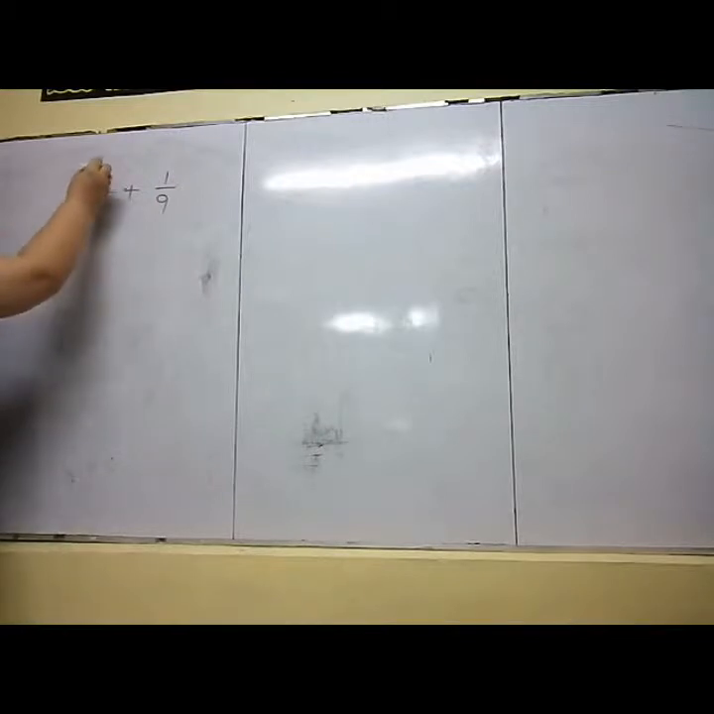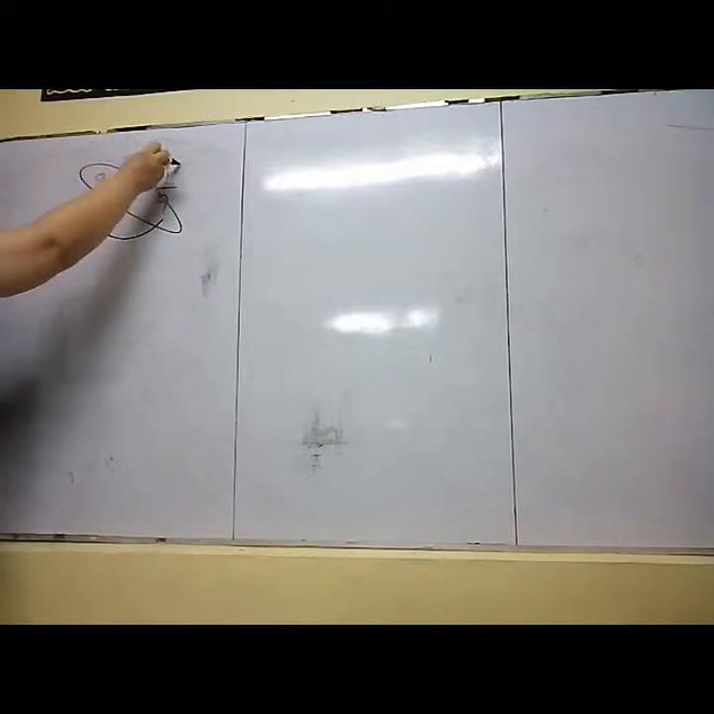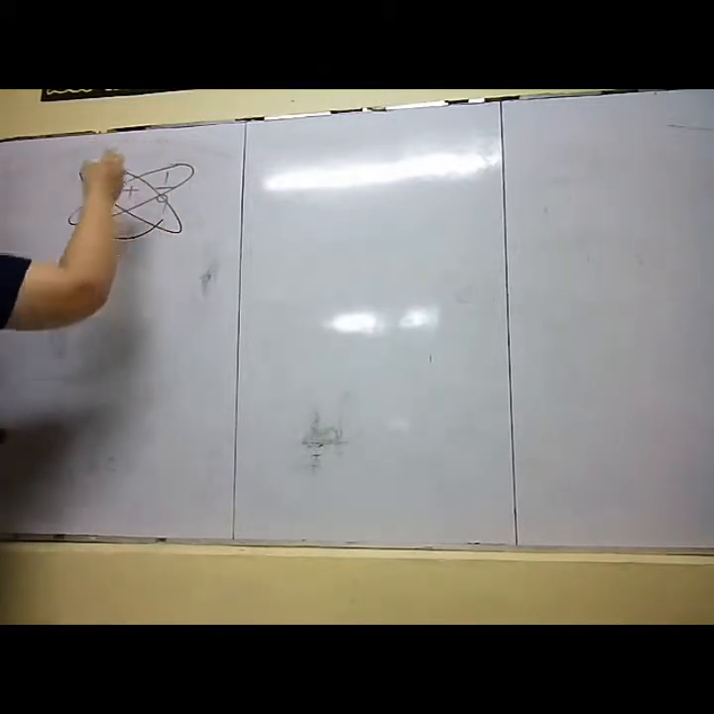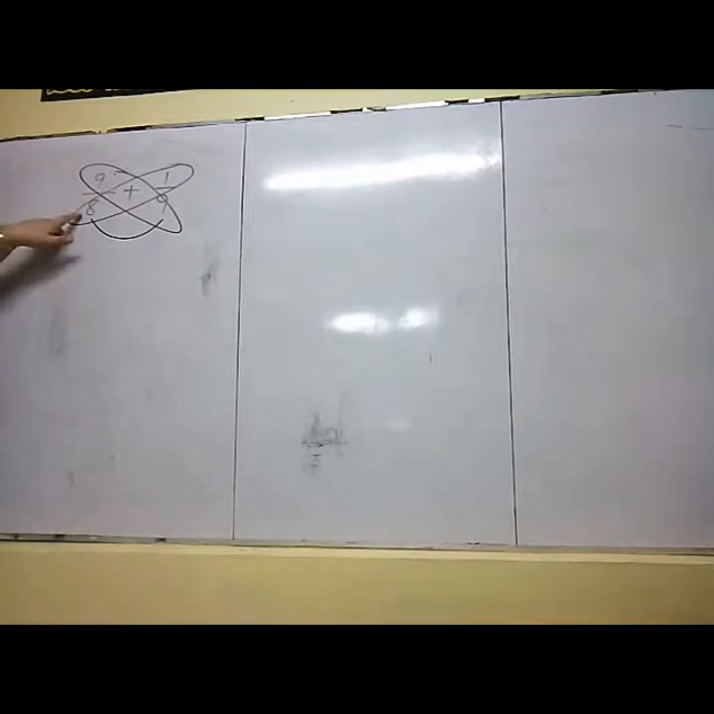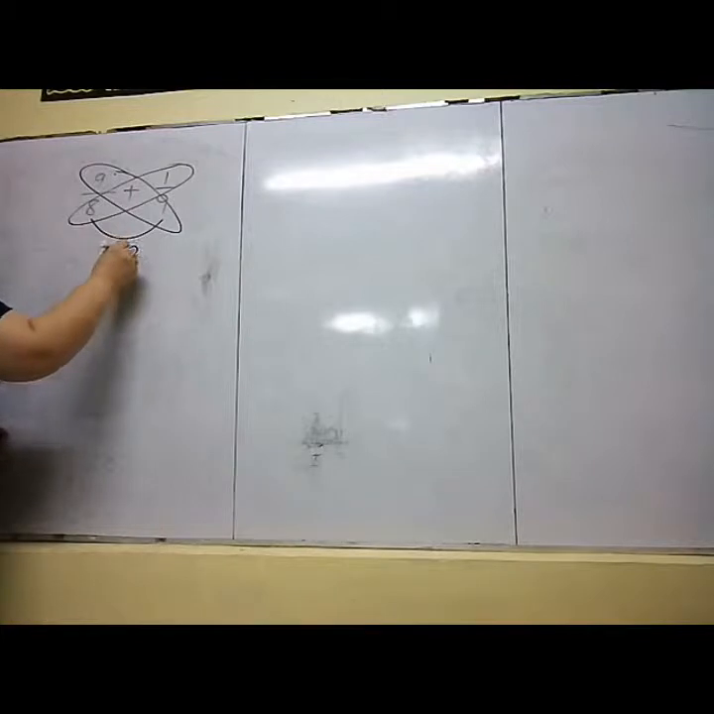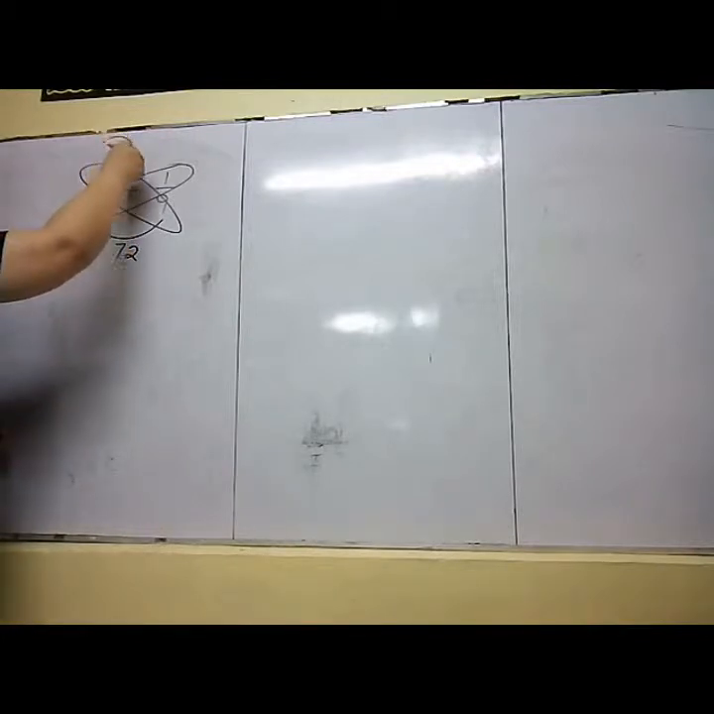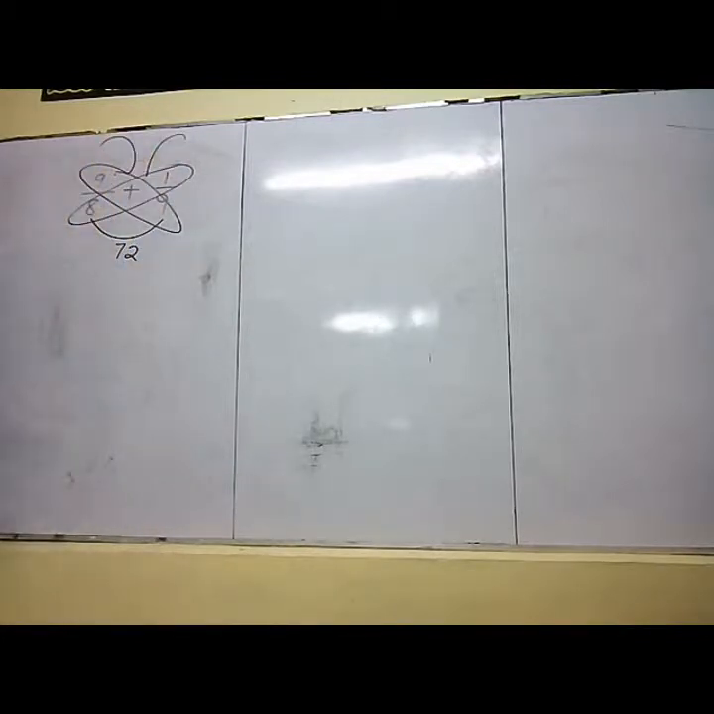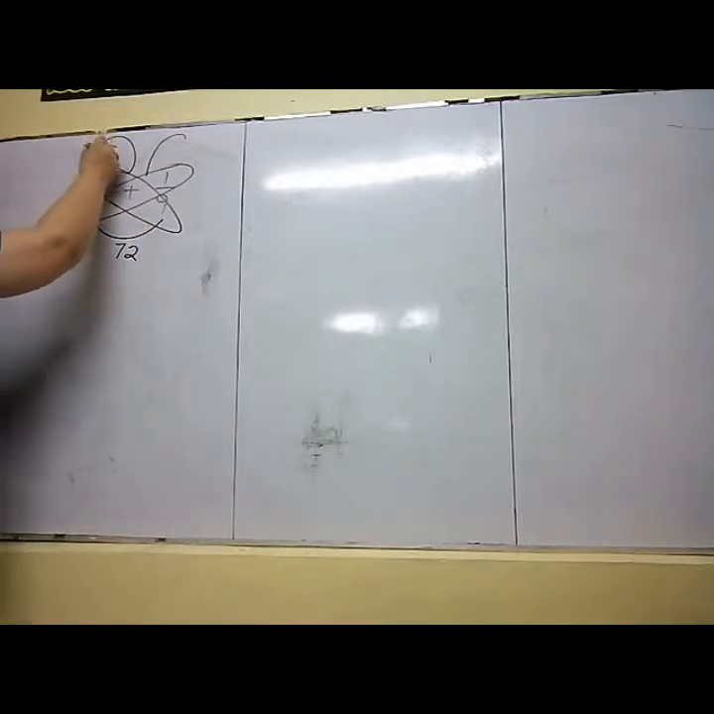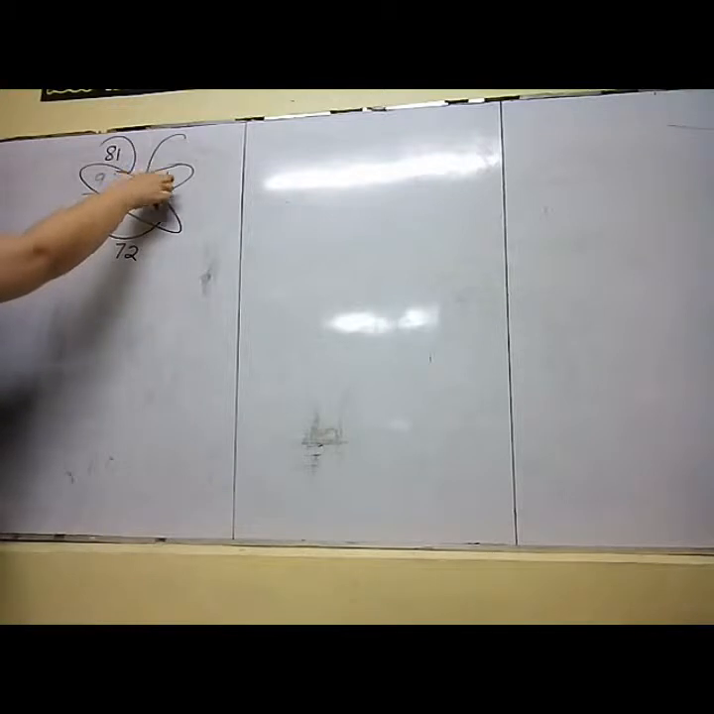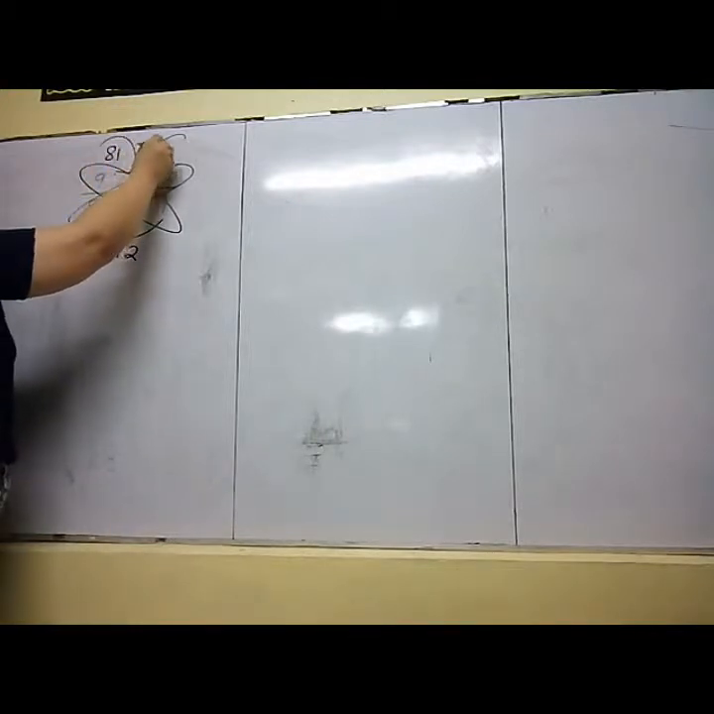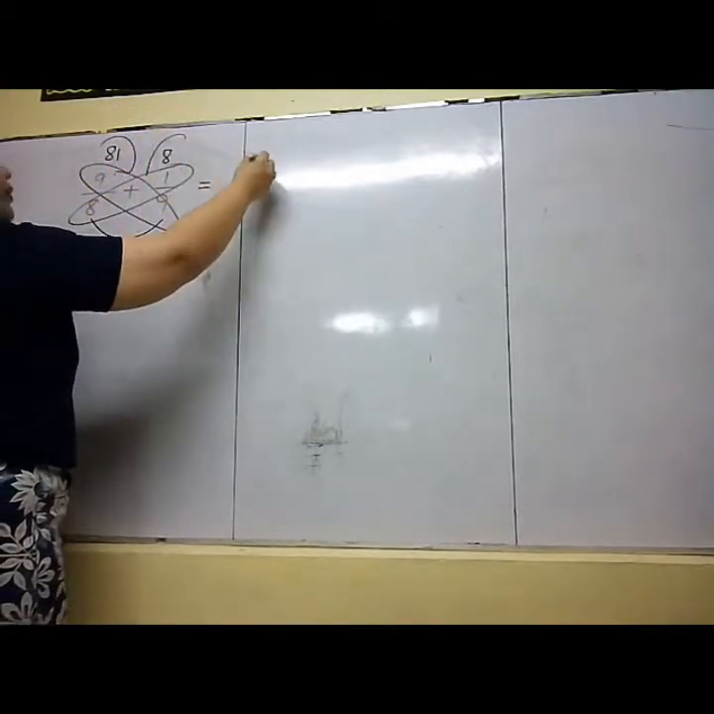So, what you're going to do is multiply this one. Alam niyo yung butterfly? Okay. So, you multiply 8 and 9. 72. And then, the butterfly has an antenna. Multiply 9 times 9? 81. And then, 8 times 1? 8. Okay. And then, you add.